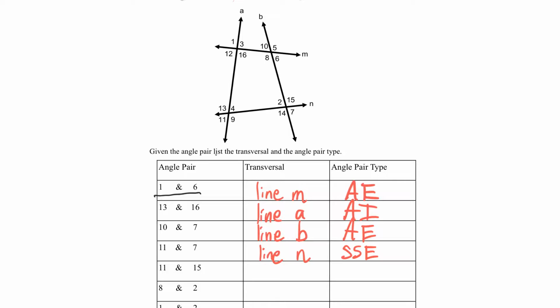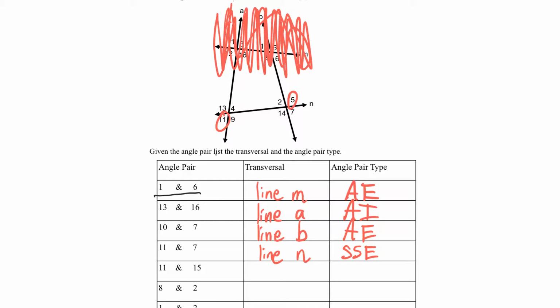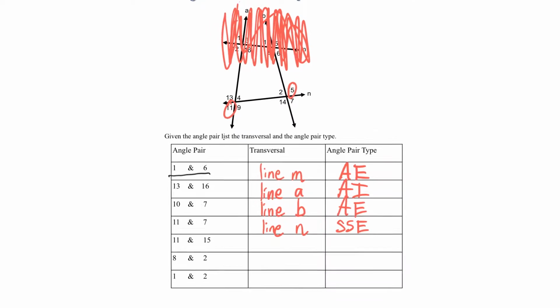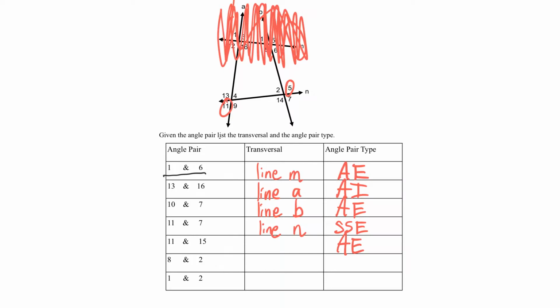Next is 11 and 15. So forget about all those. Okay, 11, or, wait, is that 15? Yeah. 11 and 15, are those interior or exterior? They're exterior. They're not between the walls. And are they on the same side or opposite? So what are they? Alternate exterior. What's the transversal? It is line N. Okay.